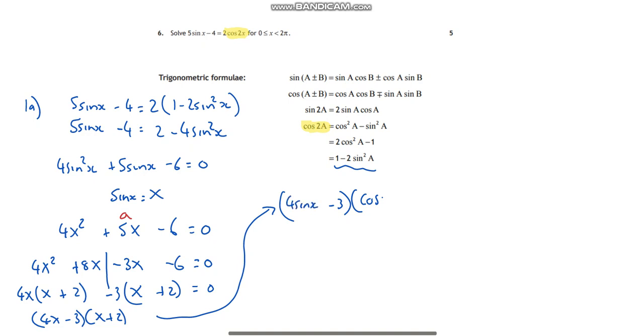4 sin x take away 3, and sin x plus 2 equals 0, and don't forget your equals 0 here as well. So I've just now replaced my x with the sin x term. And what that means is my final solutions, final answers, are sin x is negative 2 and sin x is 3 over 4. And right away you can say, well, look, this doesn't work.